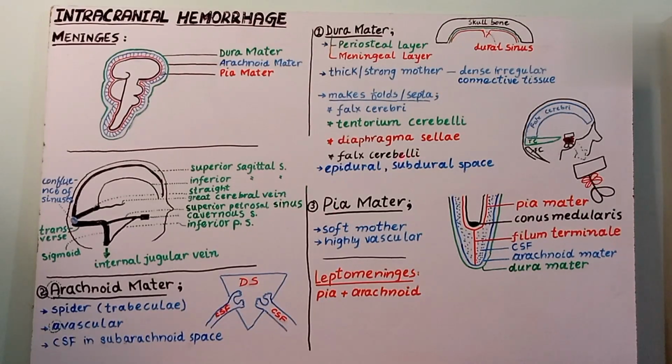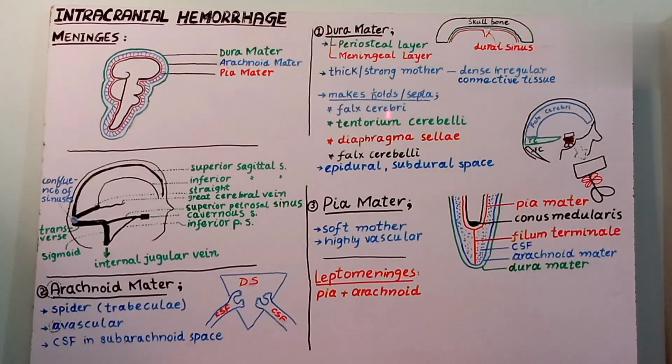Okay. Next is the falx cerebelli. It is actually present in between the two cerebellar hemispheres. So the first one is present where? In between the two cerebral hemispheres, and this one, the falx cerebelli, is actually present between the two cerebellar hemispheres.